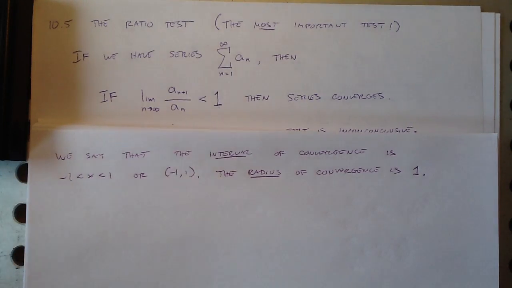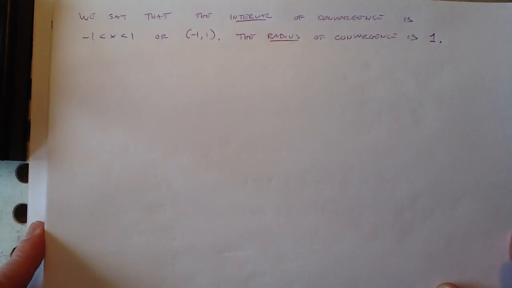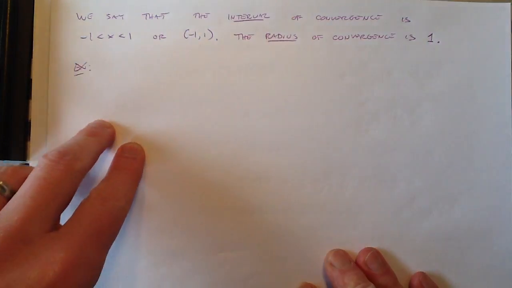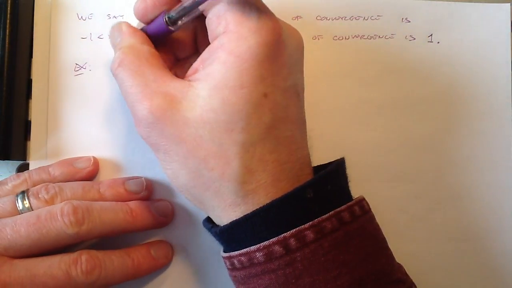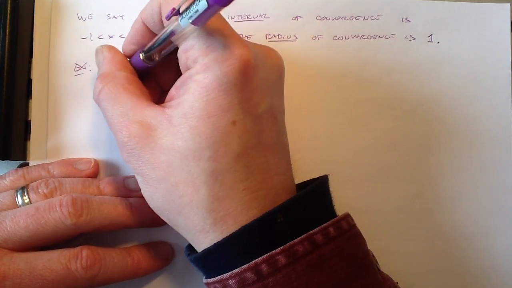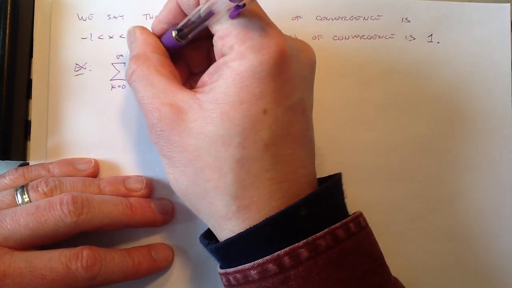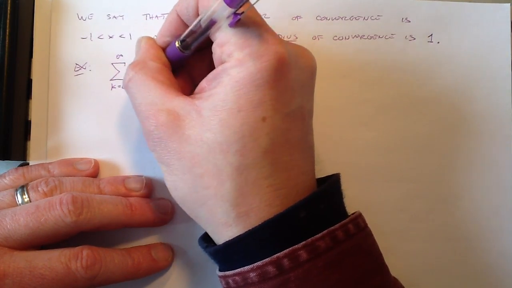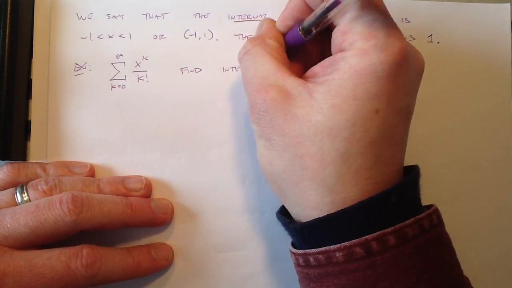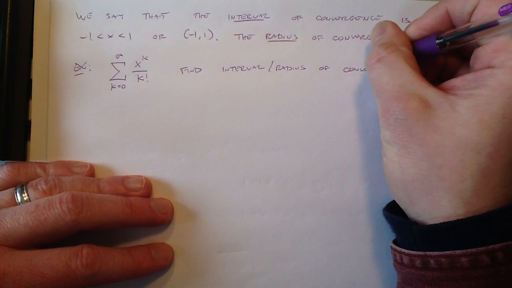Okay, let's do a couple more examples. Your head might be spinning a little bit right now. I'm going to take a couple examples from the book. If we're given this, so given k equals 0 to infinity of the series x to the k over k factorial, we want to find the interval and radius of convergence.